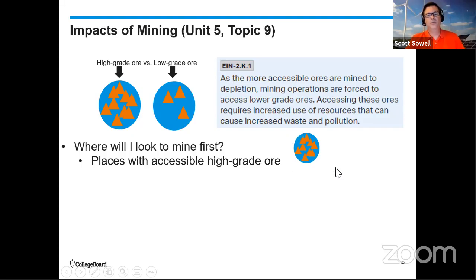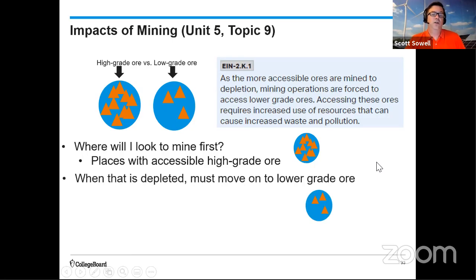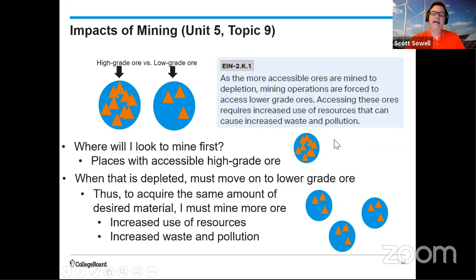But eventually, that resource is going to be depleted, is going to get lower. So then what I'm going to have to do is look for low grade ore, pieces of rock that have less of my target material. And because it's low grade, to get the same amount, I have to mine more ore. So if we look up here at this high grade ore, it had 9 pieces, let's just say. But down here, the low grade ore only had 3 pieces each. Therefore, I needed to mine more land and do more mining and use more energy to extract the same amount of mineral. So there's an increase in the use of resources, an increase in the waste and pollution that I generate because I'm now having to go to lower grade ore.